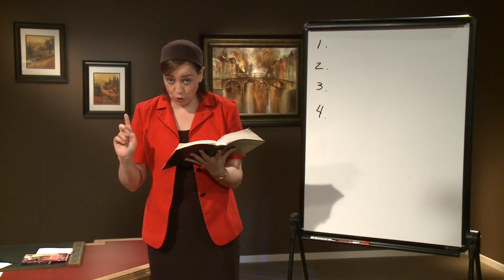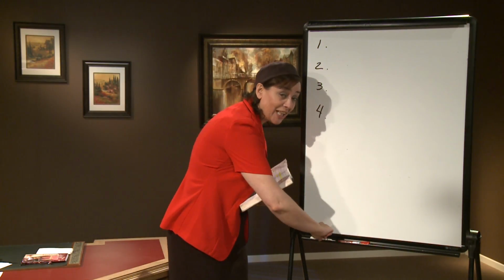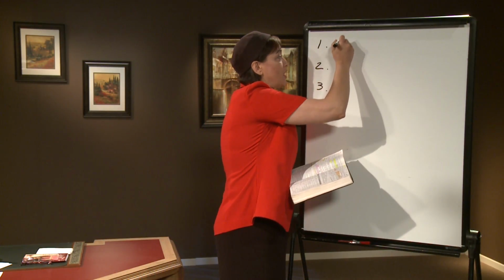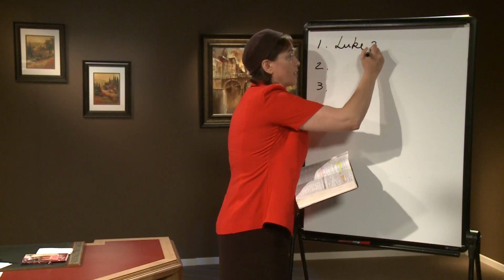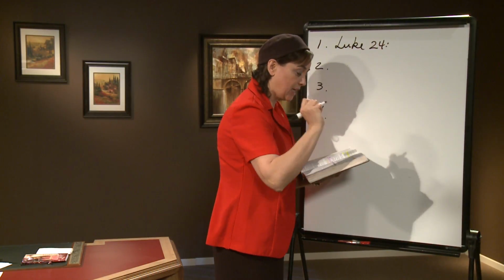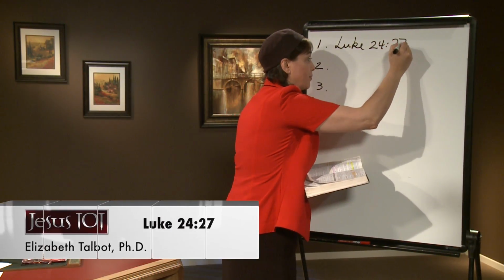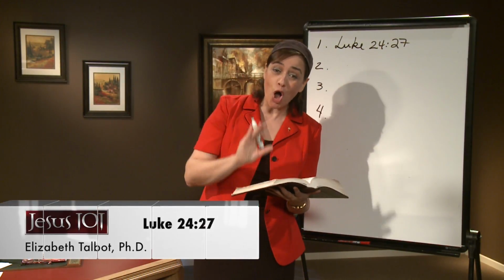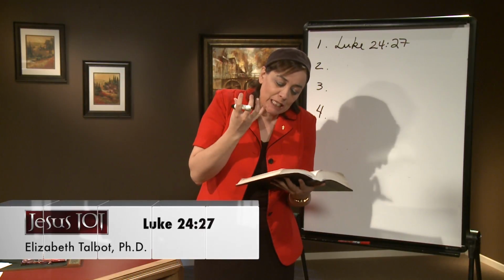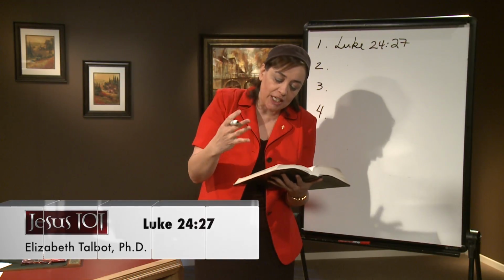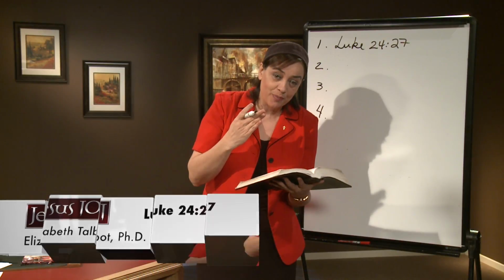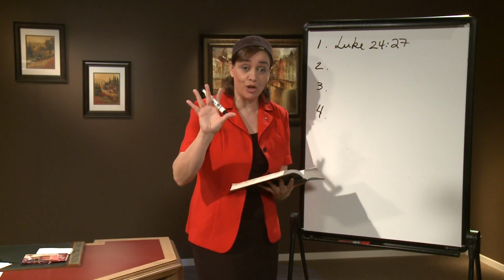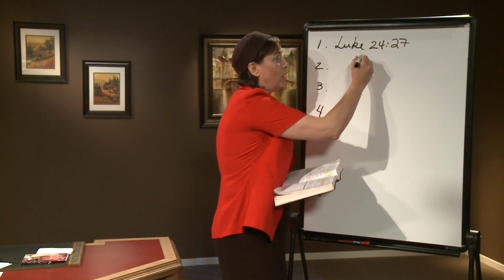So I want to make sure that you underline this verse in your Bibles or in your papers. Luke chapter 24, we're going to start specifically on verse 27. And he says here, beginning with Moses and with all the prophets, he explained to them the things concerning himself in all the scriptures. So what he did, he took Moses. Moses means the first five books of the Bible, which we call the law.